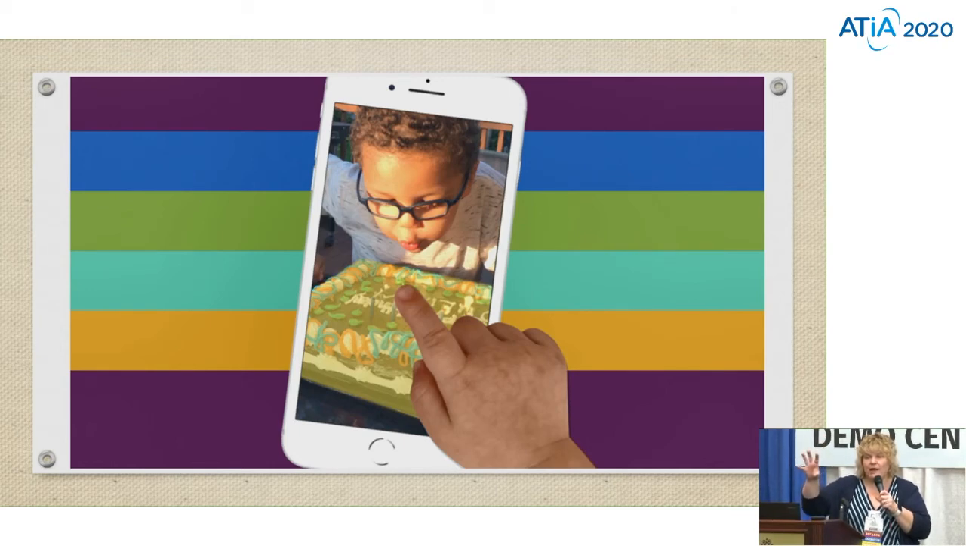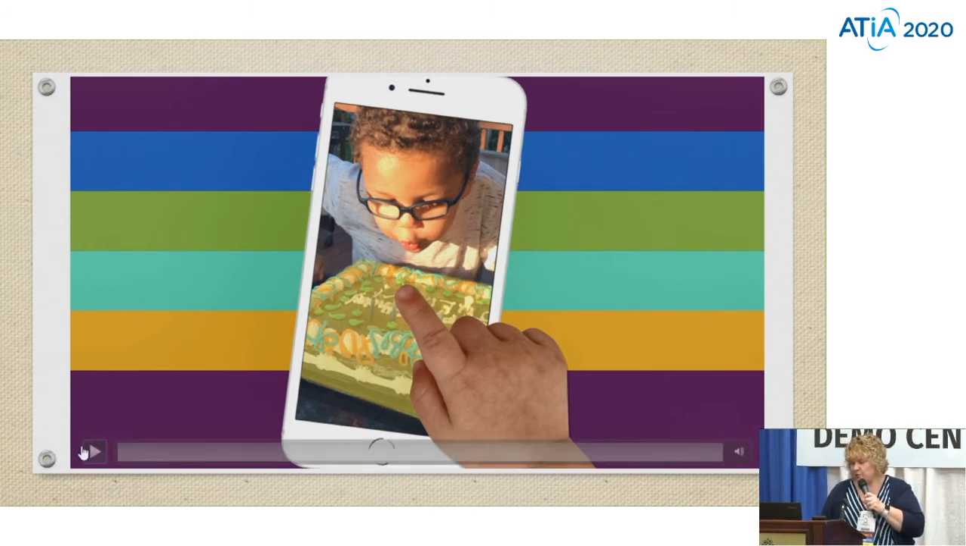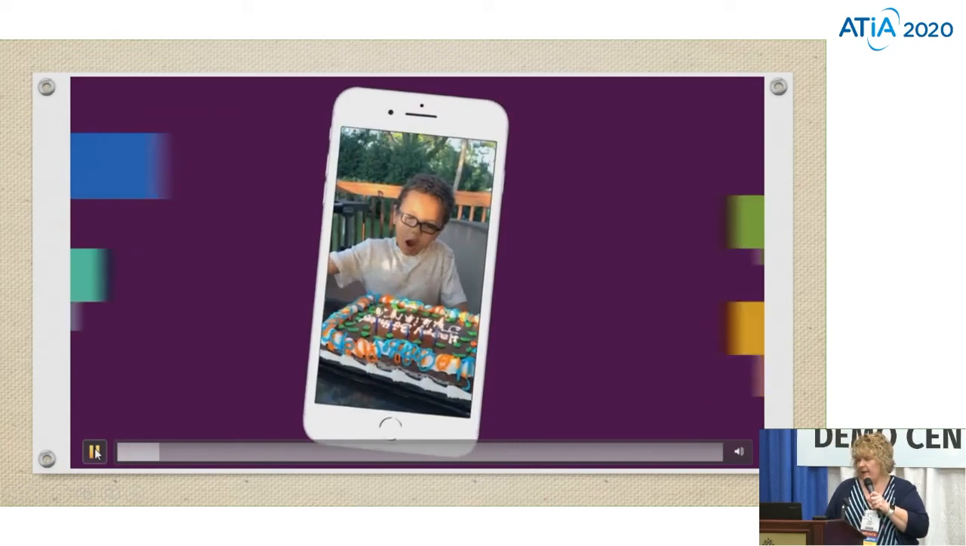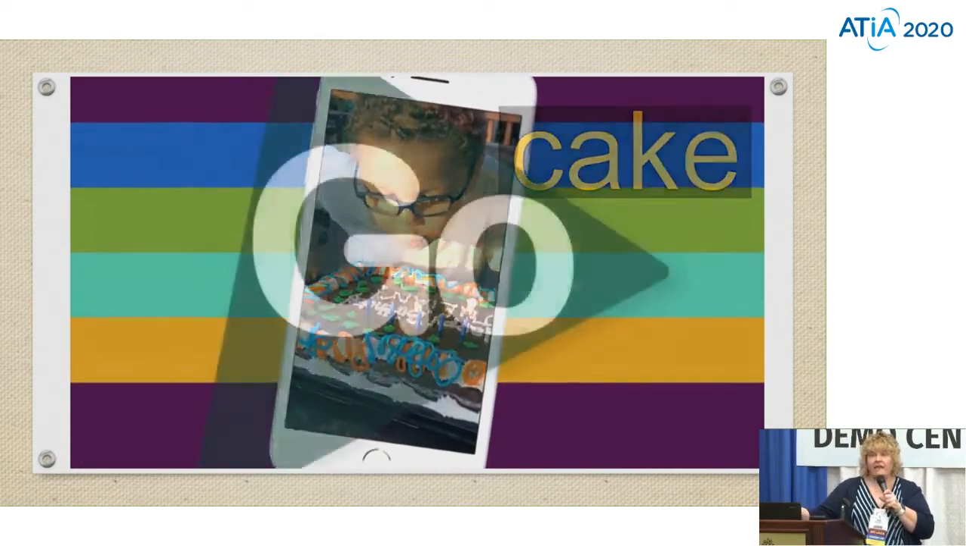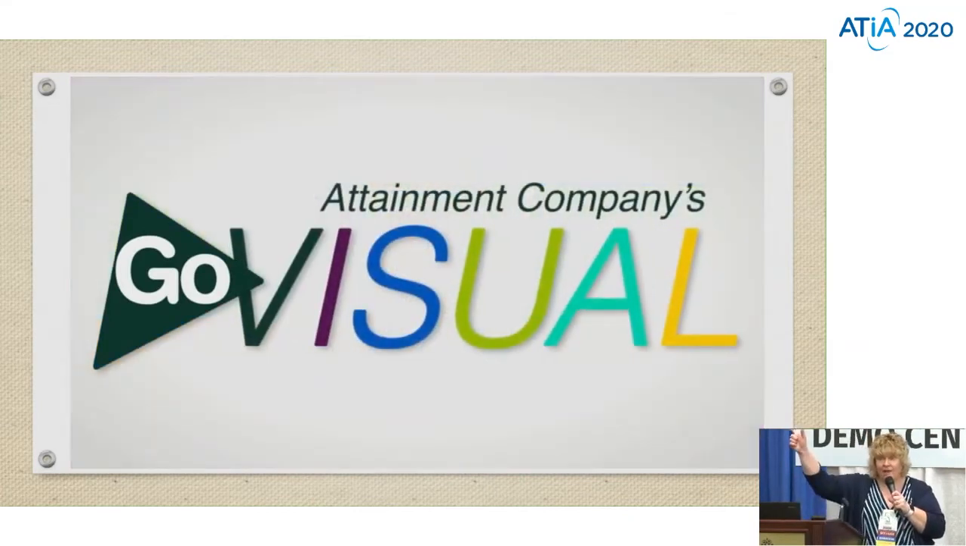Essentially, this little boy has a birthday. It's a birthday video. And I'm just going to play it so you can see what happens in Go Visual. The hotspot was the cake. Now the word is up there on the screen. Cake. You all saw that flash?